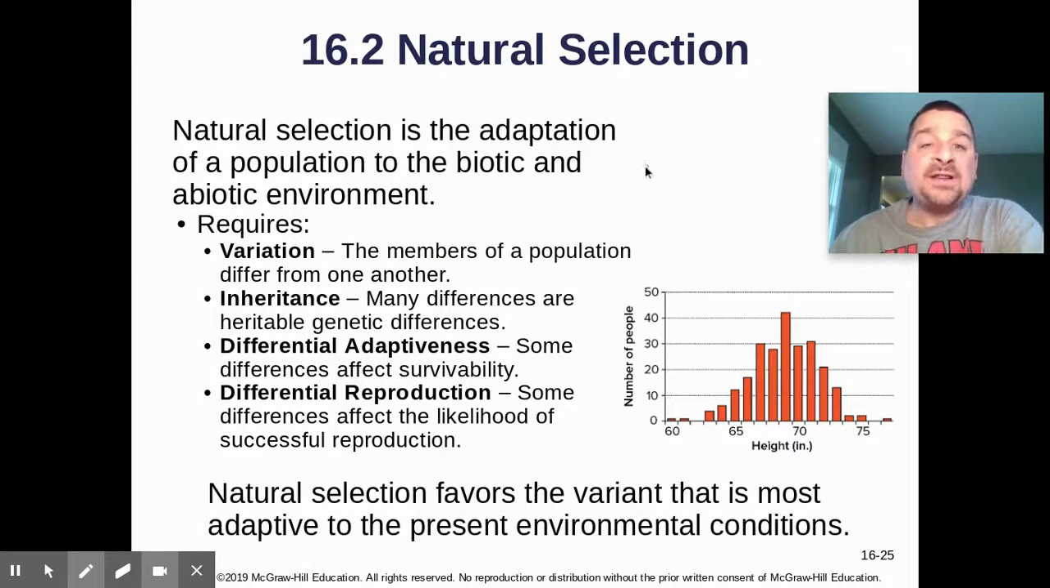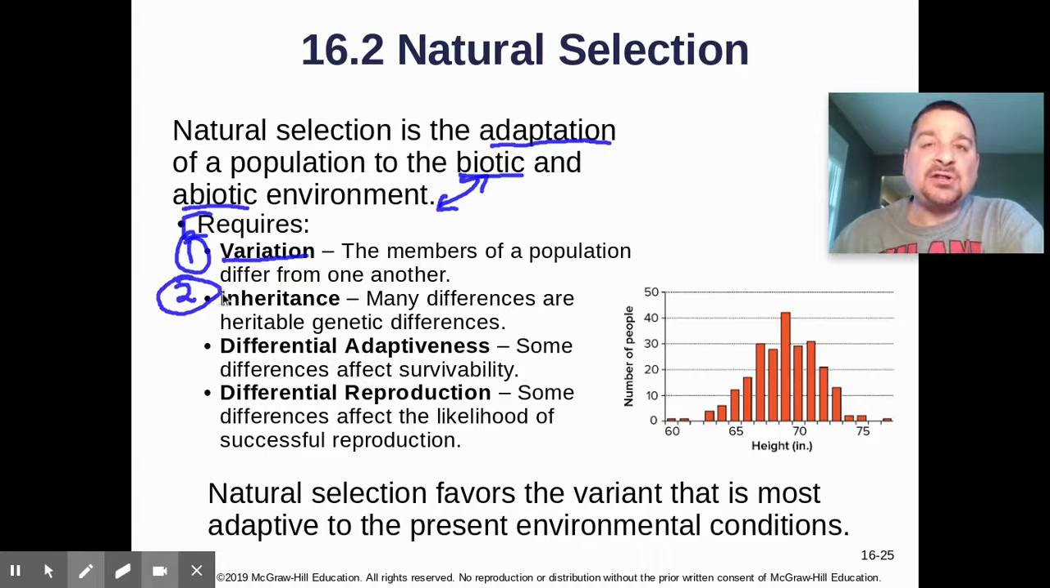Okay, first thing to remember is natural selection is the adaptation of a population, usually either to biotic or abiotic environment. So the living things in the ecosystem or the non-living things in the ecosystem, those two things. So there's some important things to remember. Number one, that there's variation, that there's differences within that population, phenotypic differences that give them different amounts of fitness, and that variation, number two, can be inherited.